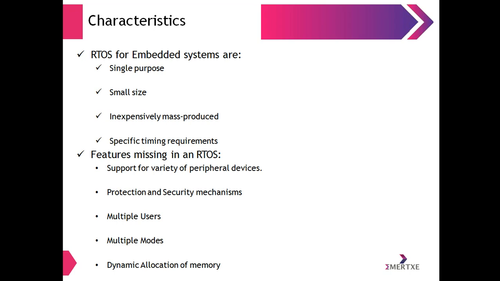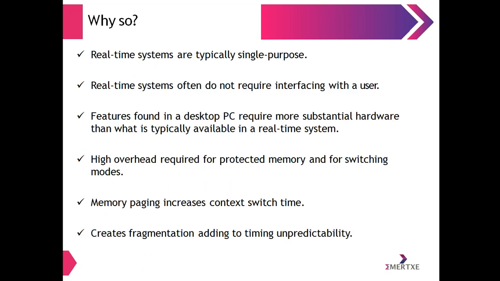So let's go to the next slide. Why are the disadvantages present in real-time operating systems? Real-time systems are typically single purpose. Real-time systems often do not require interfacing with the user. Features found in a desktop PC require more substantial hardware than what is typically available in a real-time system. High overhead is required for protected memory and for switching modes. Memory paging increases context switch time and creates fragmentation, adding to timing unpredictability.